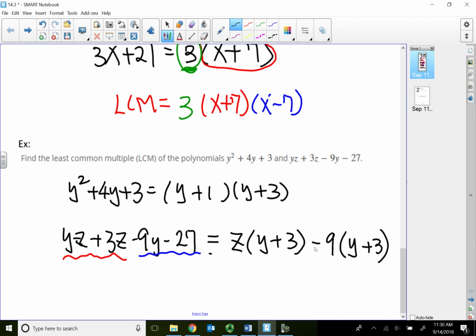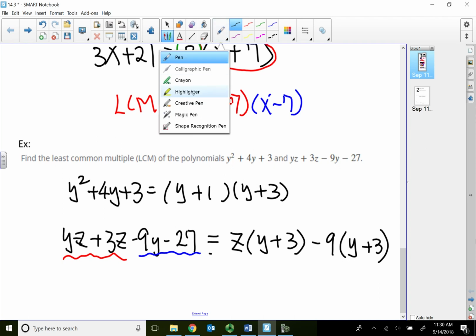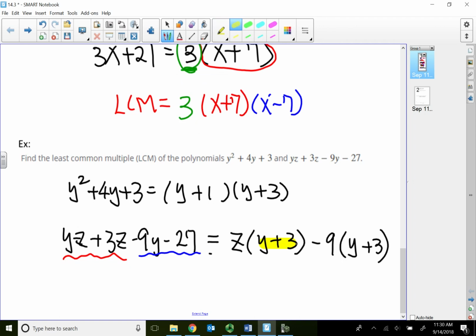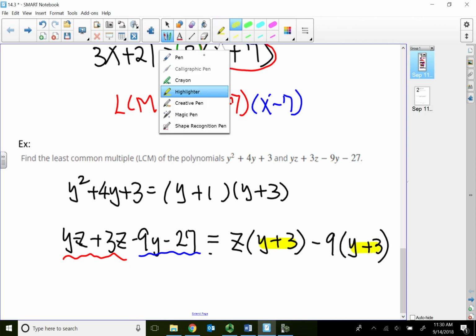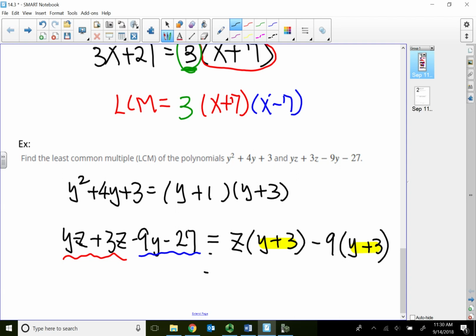So now I got 2 terms. What's the same between the 2 terms is y plus 3. Once a parenthesis matches up, that becomes my greatest common factor. So once I factor out my y plus 3 from the 2 terms, what's left has to be z minus 9 in the parenthesis. Excuse me, z minus 9.